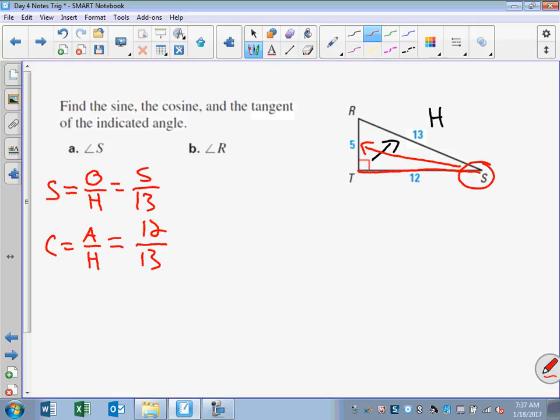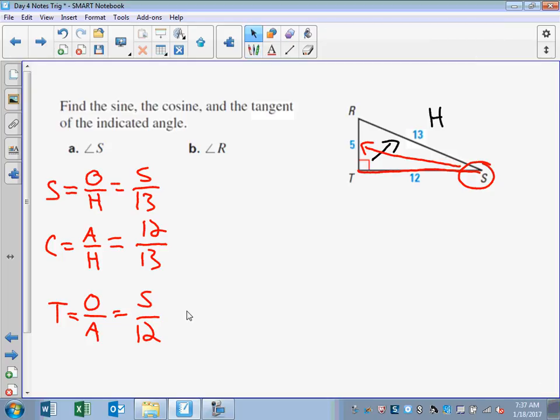Finally, we got the tangent, so TOA, opposite over adjacent. Now we already said what the opposite is in the sine, so we know the opposite is 5. And we said what the adjacent is in the cosine, so we know the adjacent side is 12. And that's all it is. And of course, if you have fractions that can be simplified, please do. But we're pretty much just saying which sides go with sine, cosine, and tangent.